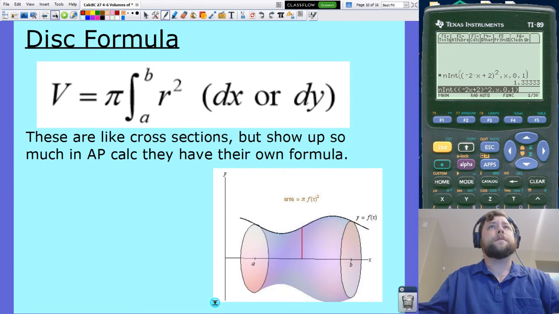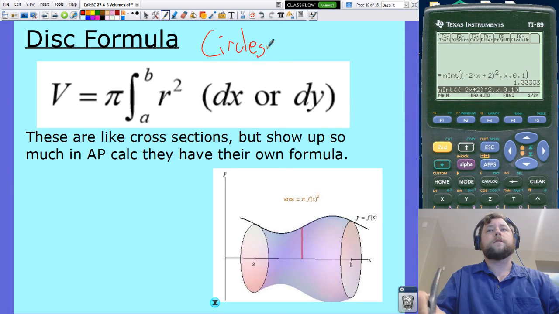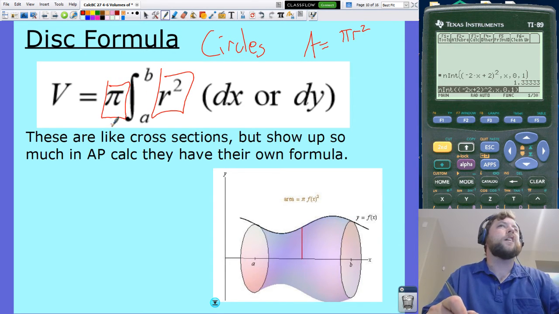Disk formula. All right, so think about the disk formula. This is like doing another shape here. Disks are basically circles. So the area of a circle is pi r squared, and that's where the disk formula comes from, pi r squared. We put pi on the outside because it's a constant. It doesn't need to be inside the integration. Could put it inside, but it doesn't matter.